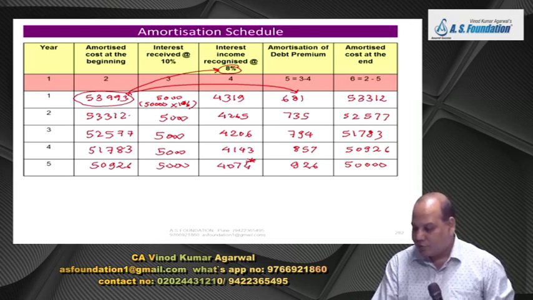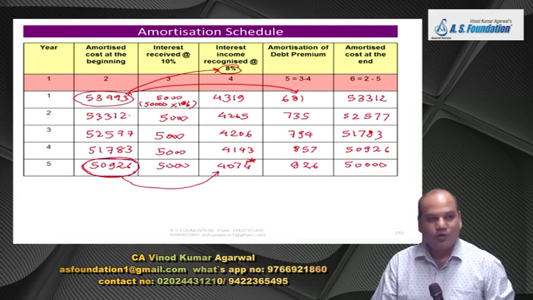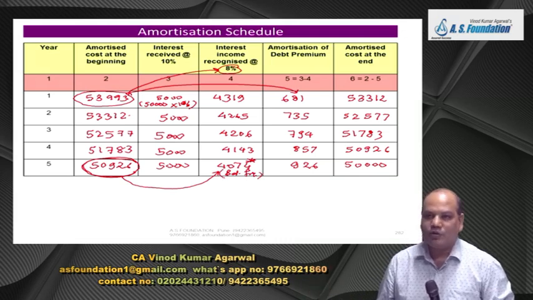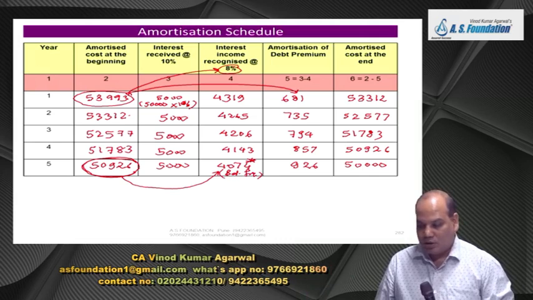4074. And if you do the calculation also at 8% on this number, tell me 8% of 50,926 is the same 4,074, which means 8% is your effective interest rate. Right? Otherwise, some difference may come and then you can treat this as a balancing figure. In this question, calculation also gives me the same amount.